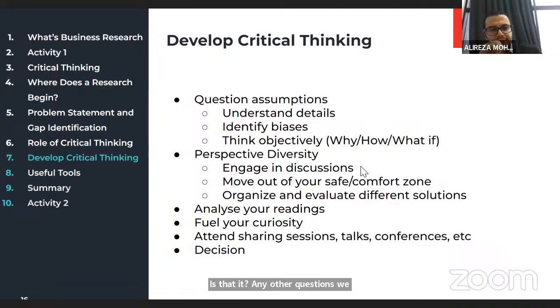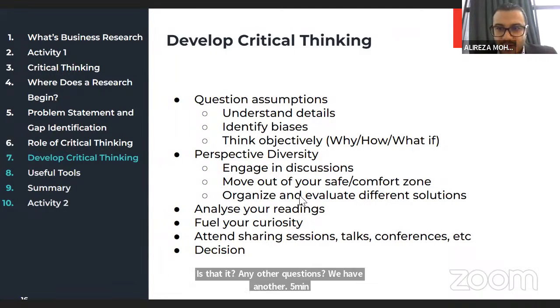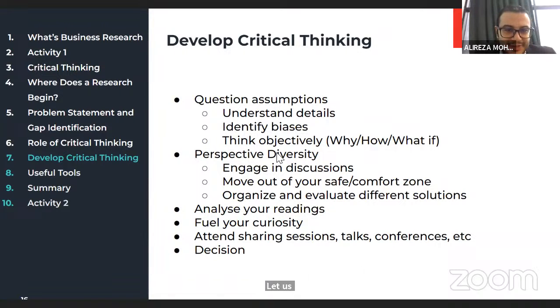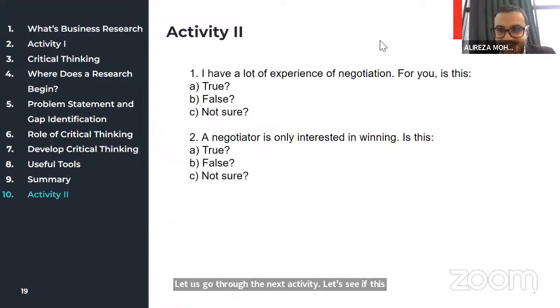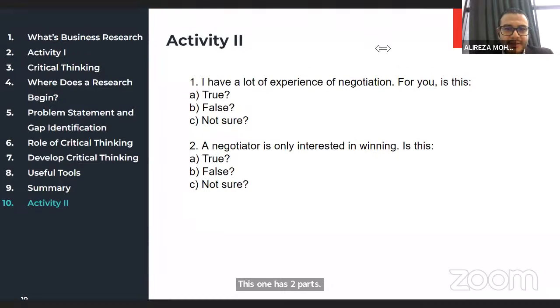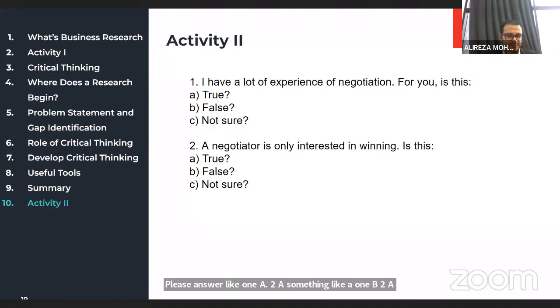We have another 5 minutes. Let us go through the next activity. Let's see if this time everyone gets it right, okay? This one has 2 parts. Answer this question. Number 1: I have a lot of experience of negotiation. Is this true, false, or not sure? And number 2: a negotiator is only interested in winning. Is this true, false, or not sure? Please answer like 1A, 2A, or 1B, 2A. I'm going to give you a couple of minutes to think about it.